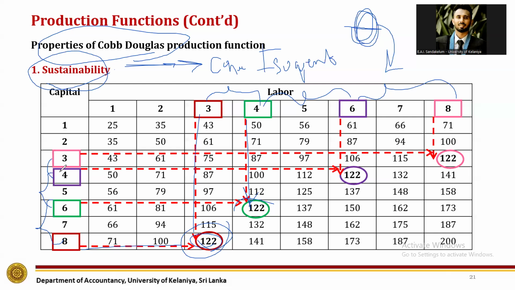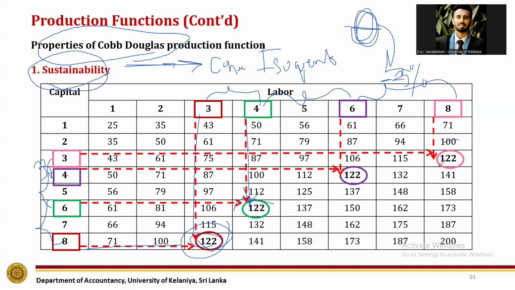This is a 33% increase. What happened to the capital? It went from 8 to 6, a decrease of two. So what is the percentage? 2 divided by 8. That means 25%. This is decreased by 25%.